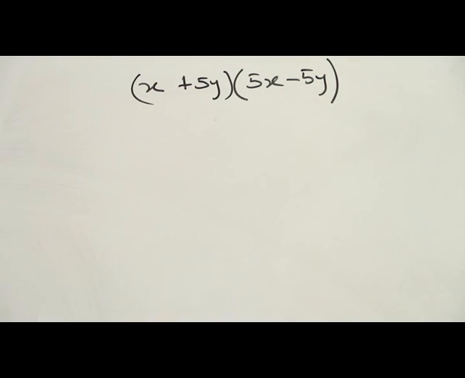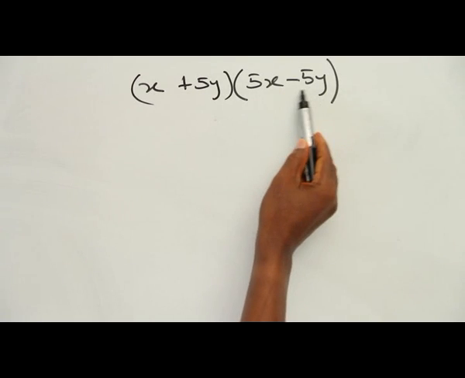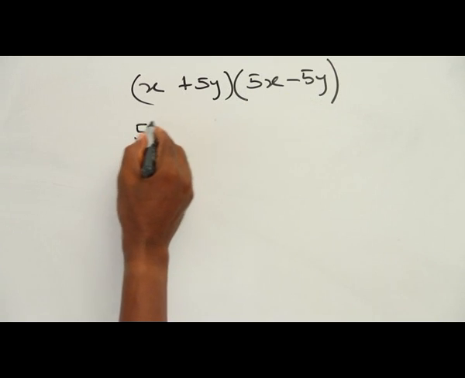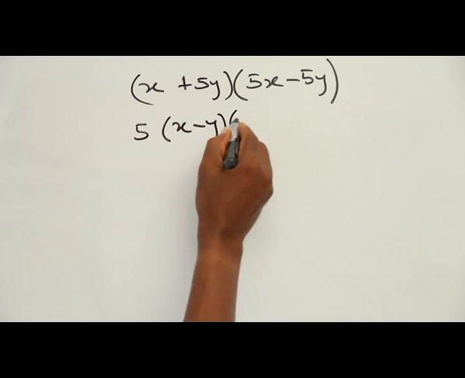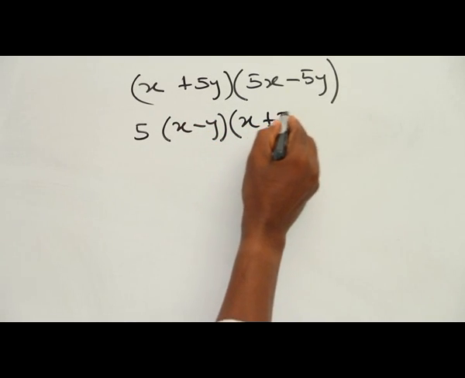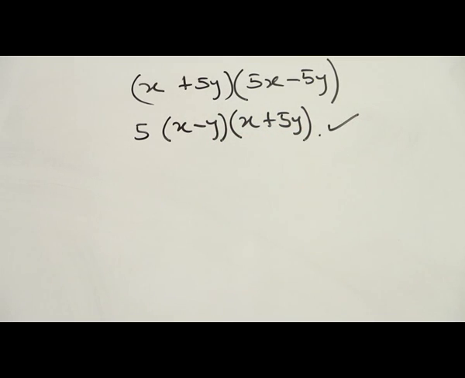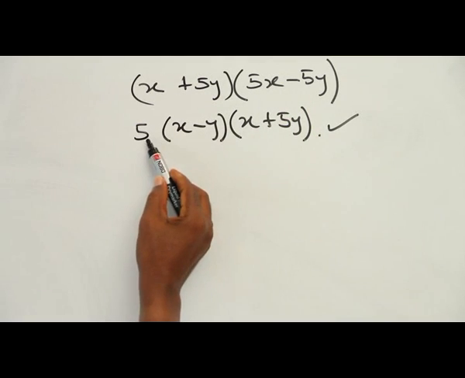Now, observe something here. You discover that 5 is common in this last bracket. To bring out the 5, it becomes 5 multiplying (s minus y), and then everything will be multiplied by (s plus 5y). And this is the result of the factorization. Take note of that move, where you now discover that this has to also be factorized to give us this.